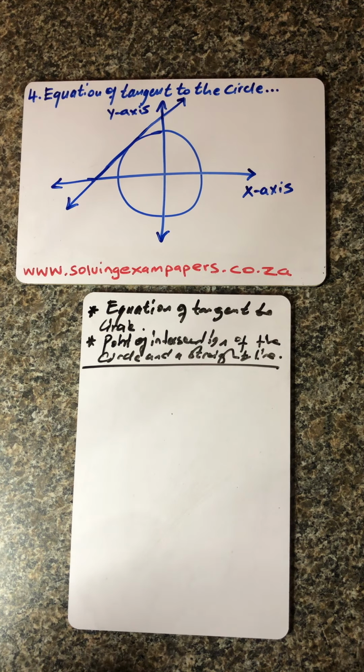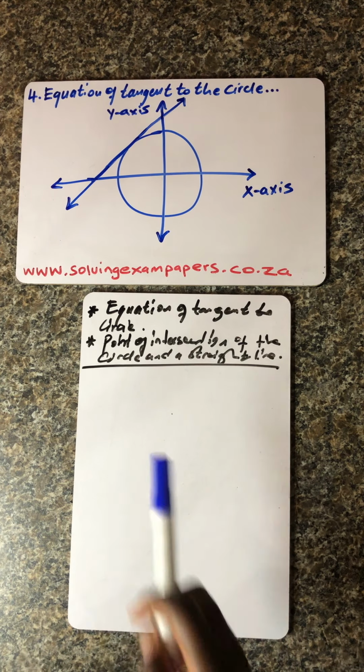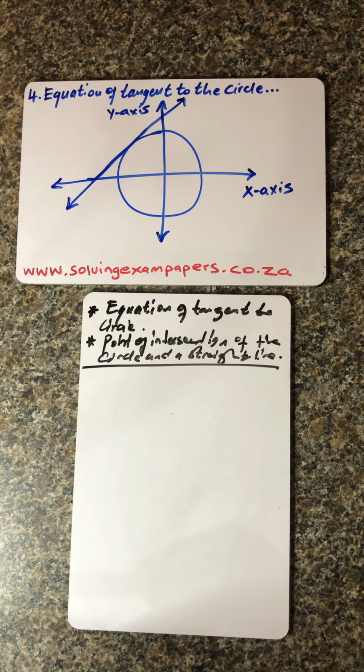Okay, so ladies and gentlemen, what I want us to talk about is an equation of a tangent to the circle, and again, point of intersection of the circle and a straight line. Let's firstly talk about equation of tangent to the circle.